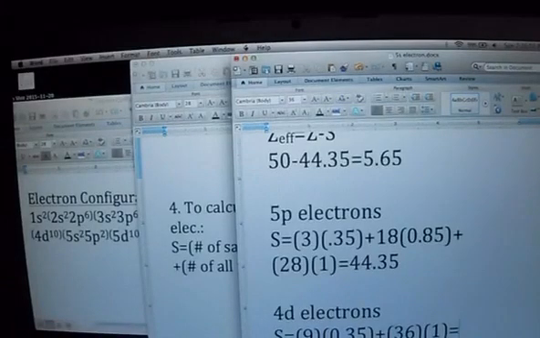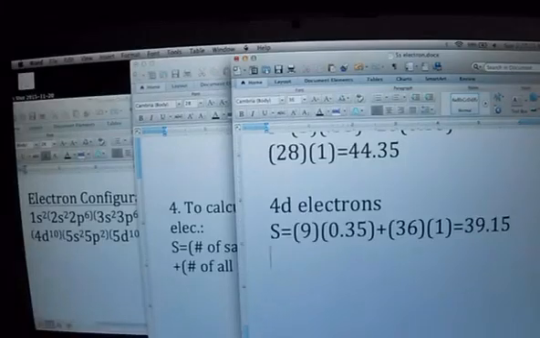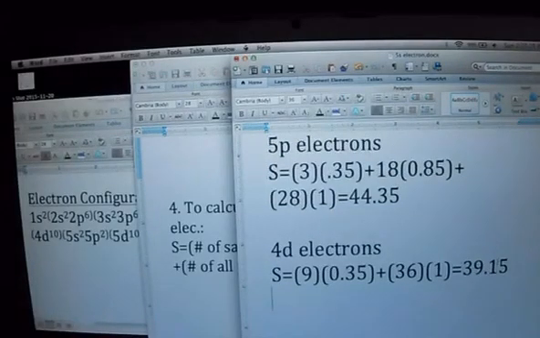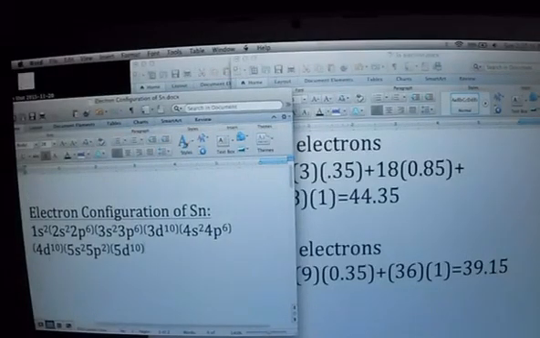So note how d electrons and f electrons follow completely different rules than the s and p electrons, due to how these Slater's rules were approximated. So the shielding constant is going to be 39.15. Now, note how 39.15 is less than 44. That means these 4d electrons are shielded less. You can think of it as them being closer, like how I showed previously in the electron configuration.